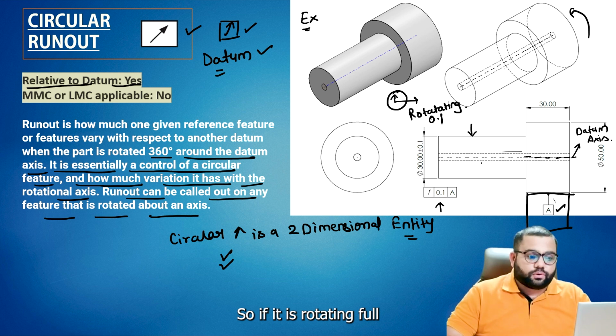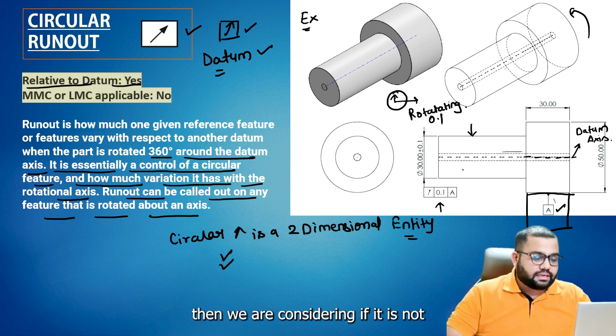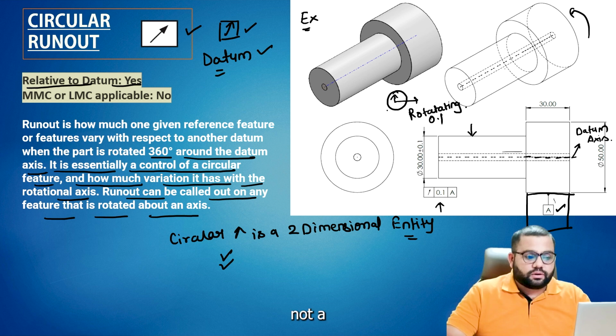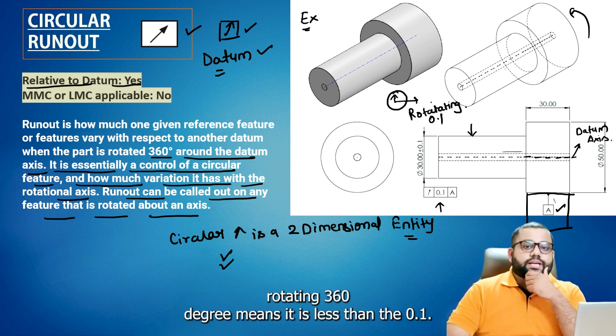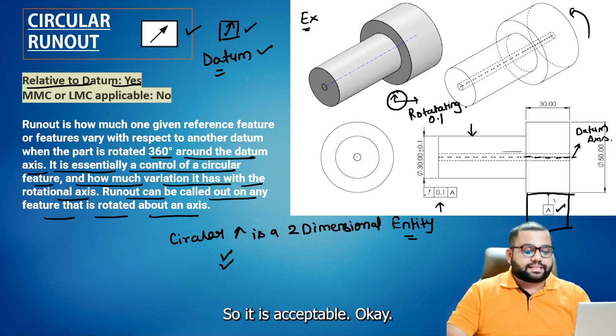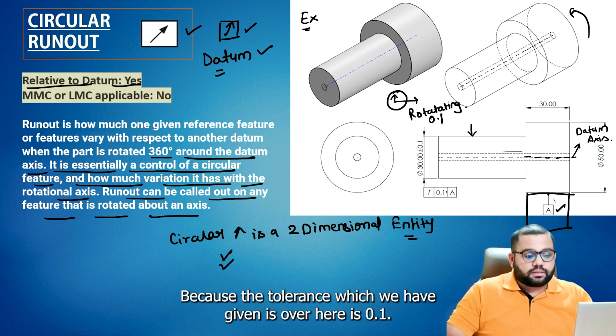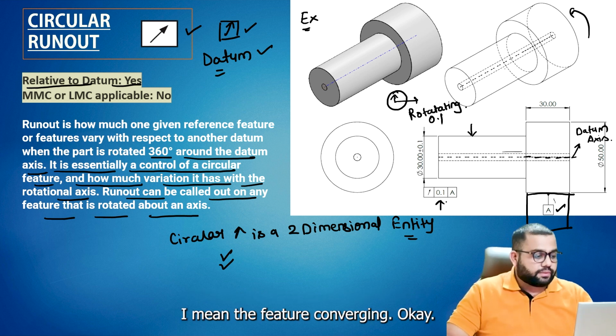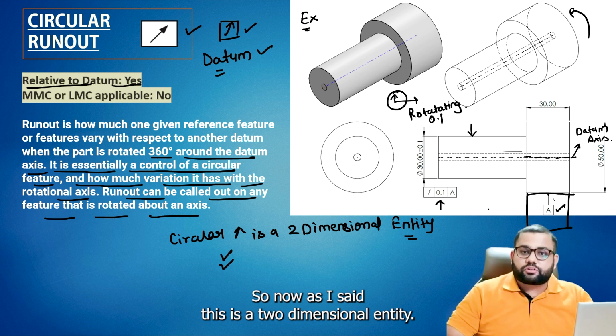So if it is rotating fully, then we are out of tolerance. If it is not rotating 360 degrees, it means the movement is less than 0.1 mm, so it is acceptable, because the tolerance we have given is 0.1 mm in the feature control frame. Now, as I said, this is a two-dimensional entity.